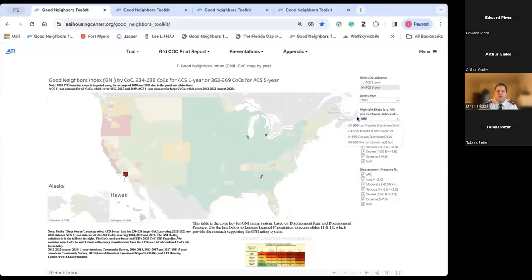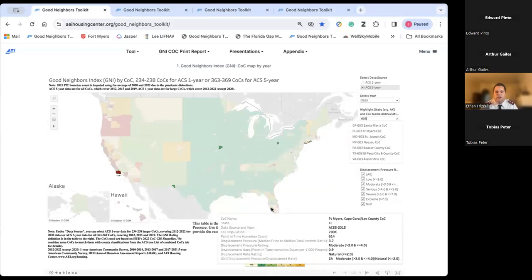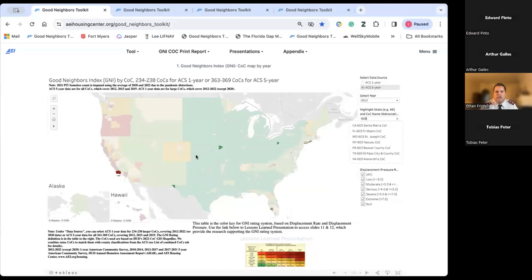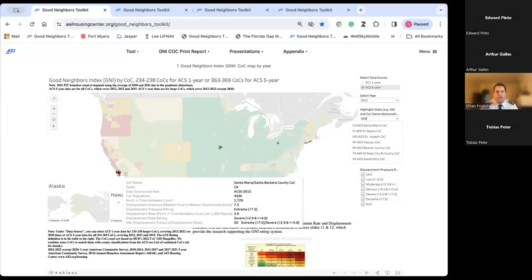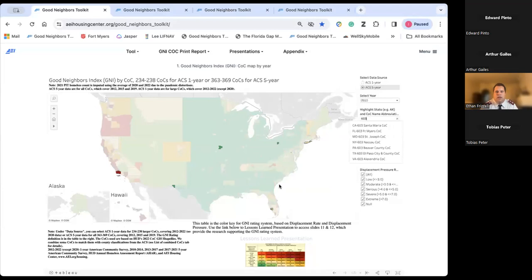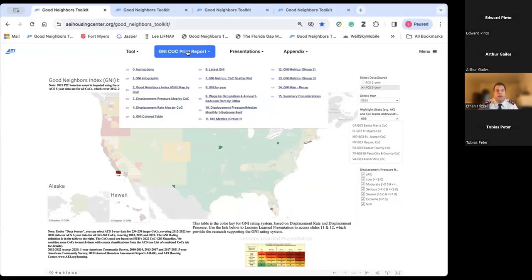I happen to be in the 603 in Fort Myers, Florida, so I can pull that up and you will see that there's Fort Myers and there's other 603s around the country. But once you know your COC number, it's very easy just to plug in the number as I just did, pull up your information and move from one map to the other.